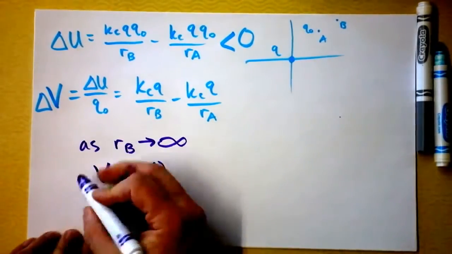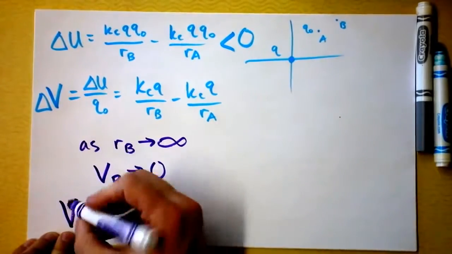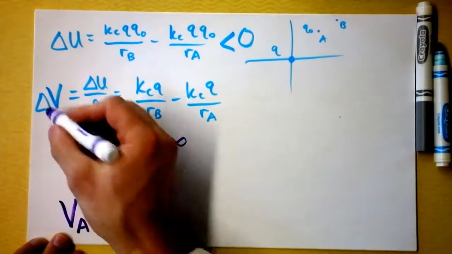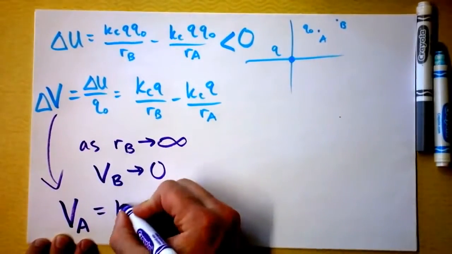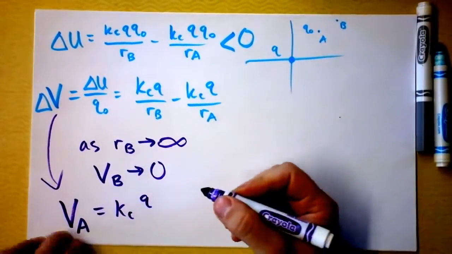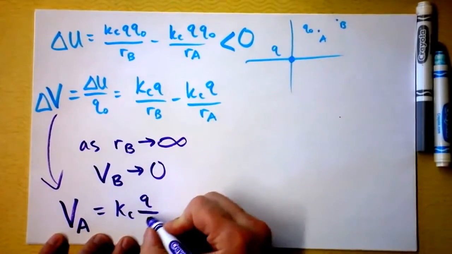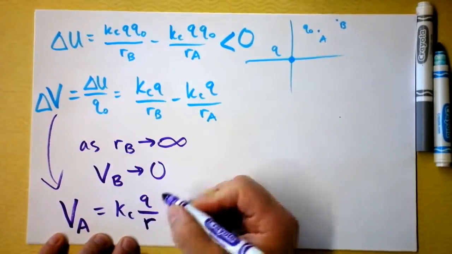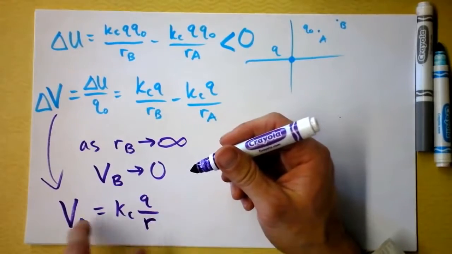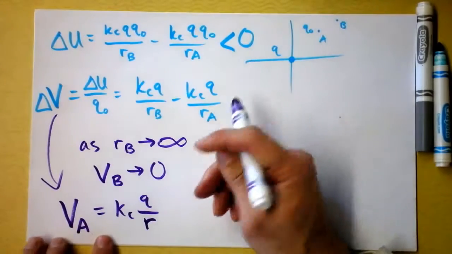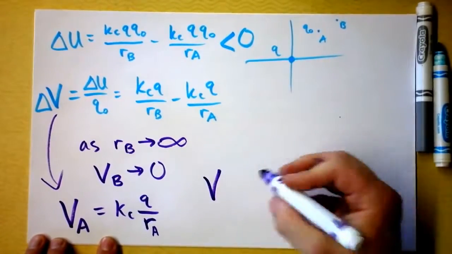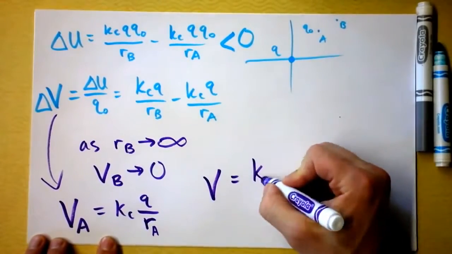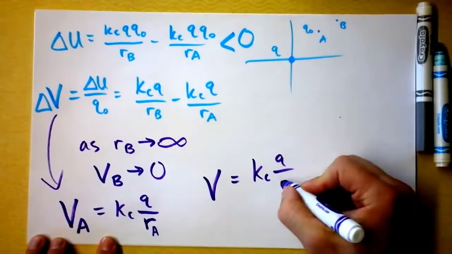Okay, so I want to argue finally that the potential at a point, no longer the change in potential, but the potential at a point, is Kc times the charge that's causing the potential divided by how far away from that charge you want to know the potential. So if I want to know the potential at A, I plug in R sub A right here. If I want to know the potential at any arbitrary location, I just need to know Kcq over R.